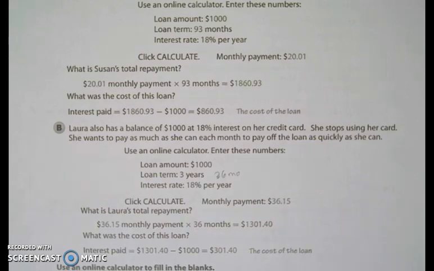So if she has a monthly payment of $36.15 and she pays it off for 36 months, it will be $1,301.40. So the cost of this loan is what she paid back, $1,301.40 minus the $1,000 balance to get $301.40 in interest paid.